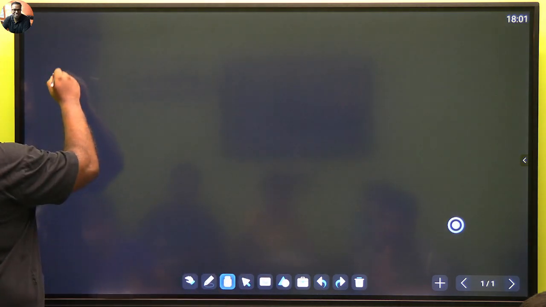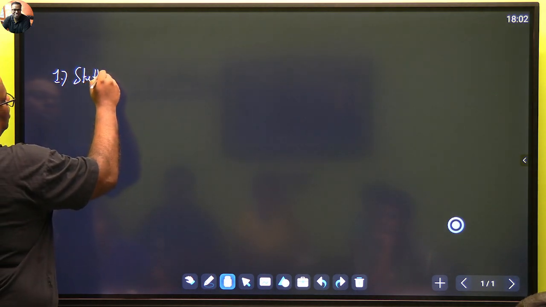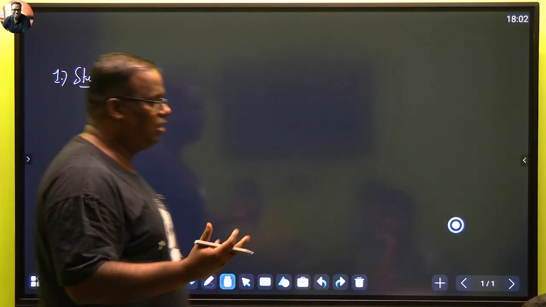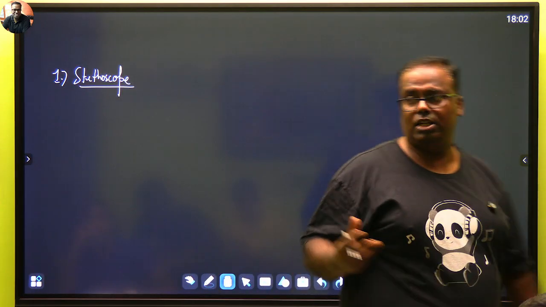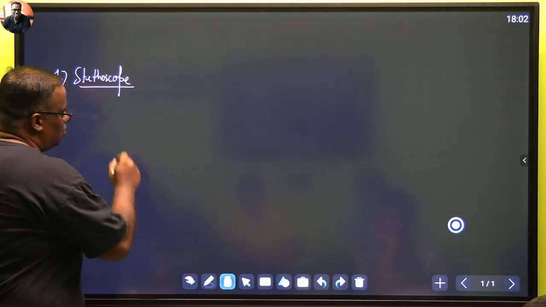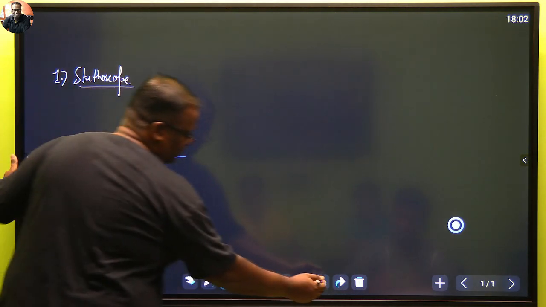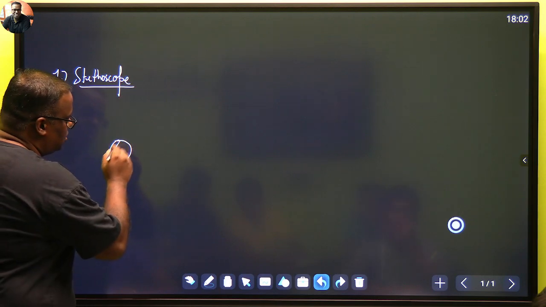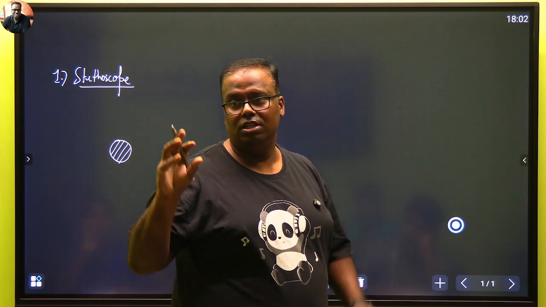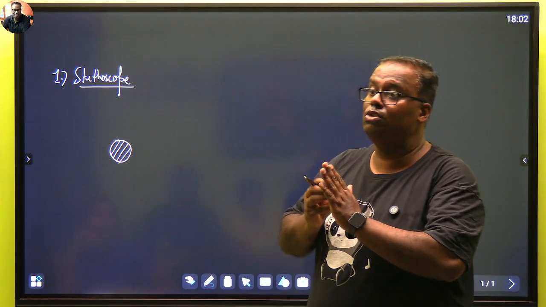Number one is the stethoscope. The stethoscope that a doctor uses also works on reverberation. Sorry, multiple reflection of sound. So you will have a small thing like this, and it has got a fine membrane. The stethoscope's cost depends upon the type of membrane that you use. And the excellent stethoscopes are the ones which are used for pediatric purposes.